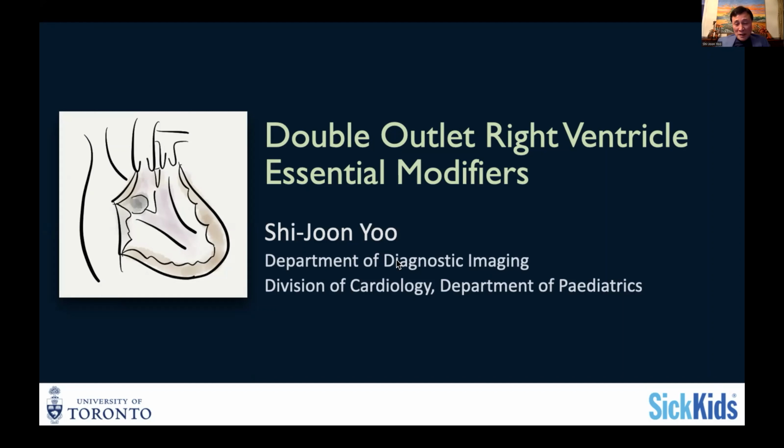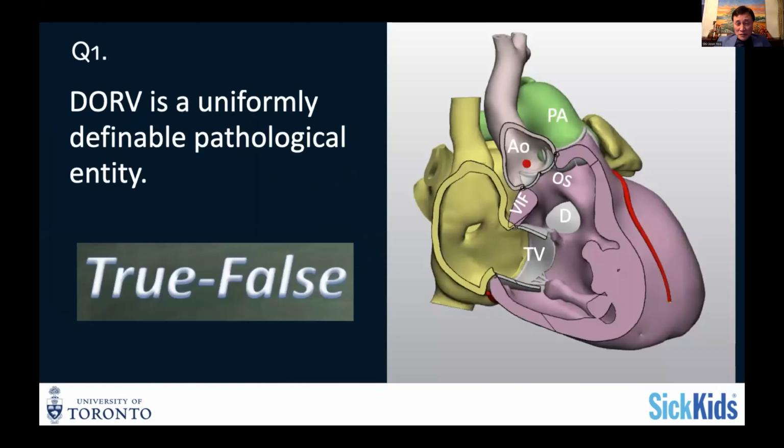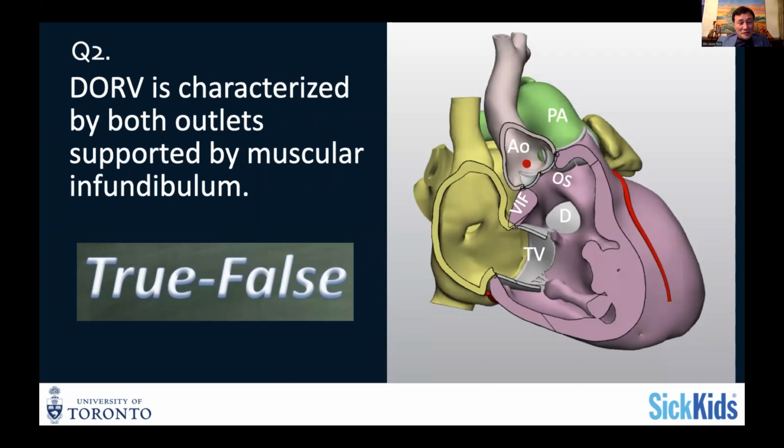So in the next 40 minutes, I will talk about the overview of the double outlet right ventricle. It's mostly the morphology. What are the essential modifiers of double outlet right ventricle? This is a priming question. The first question: is double outlet right ventricle a uniformly definable pathological entity? Do you agree or not? The second question: double outlet right ventricle is characterized by both outlets supported by muscular infundibulum. True or false? Just to have your own answer.